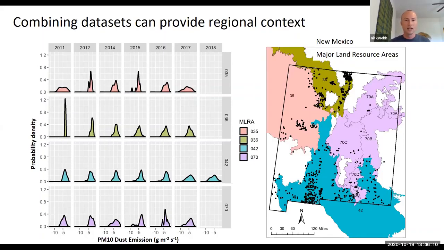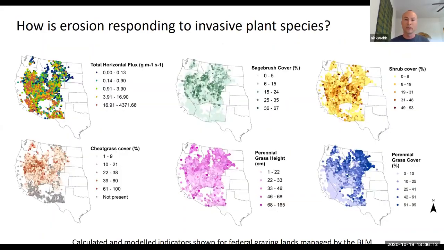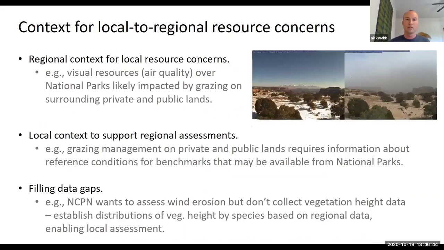We also use these data to start to address broad scale questions about how different disturbances or changes in our landscapes are influencing erosion processes and responding to management. In the Rangeland Soil Erosion Working Group in LTAR at the moment, we're developing a project looking at how wind and water erosion might be responding to invasive plant species across the West. And this project's leveraging these different monitoring data sets through the Landscape Data Commons. So bringing all this together allows us to provide a lot of context for local and regional scale resource concerns and analyses that we might want to run.